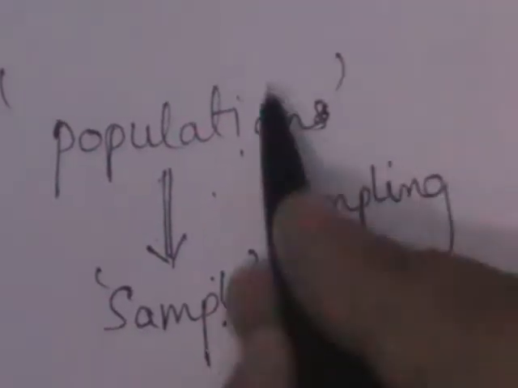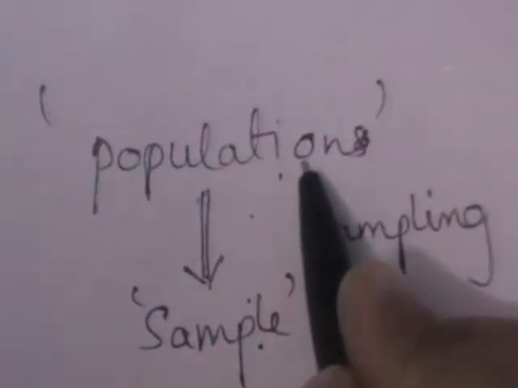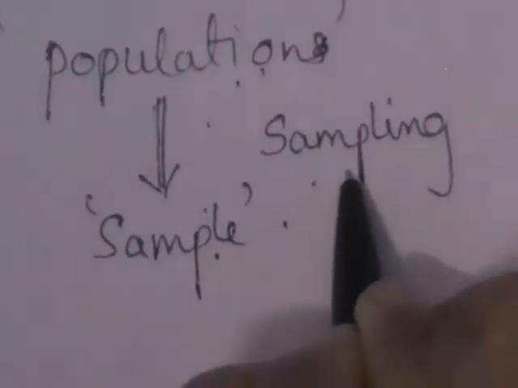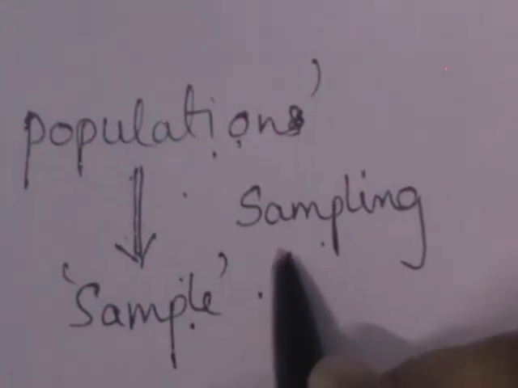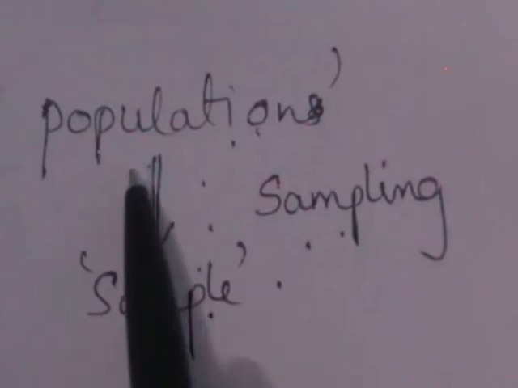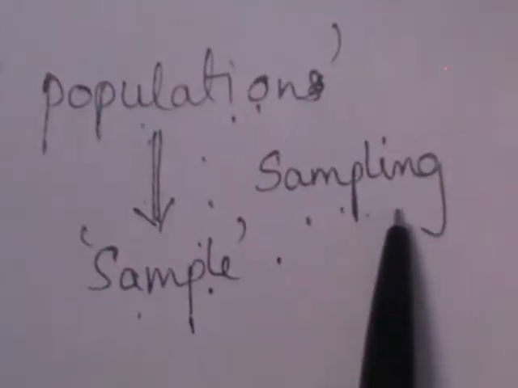Okay, we have a population under study. If you want to draw conclusions about the population, instead of complete enumeration, you are opting for sampling. What do you mean by sampling? Sampling is nothing but the method of drawing a required sample from a population.